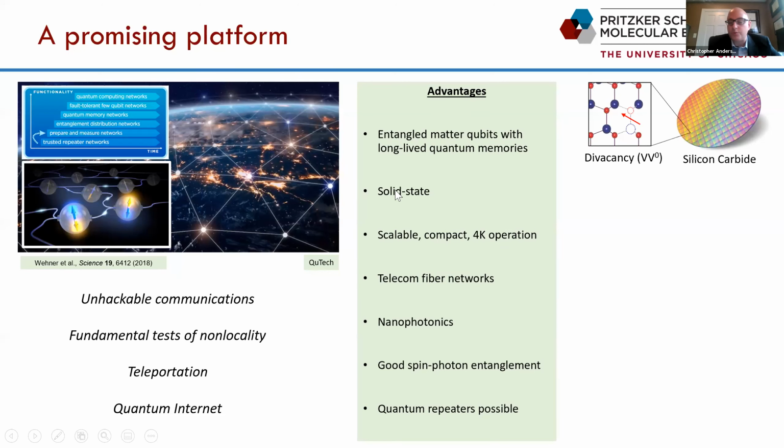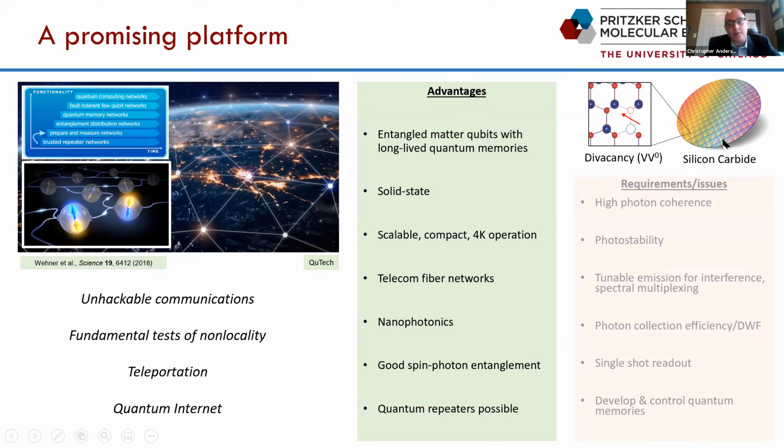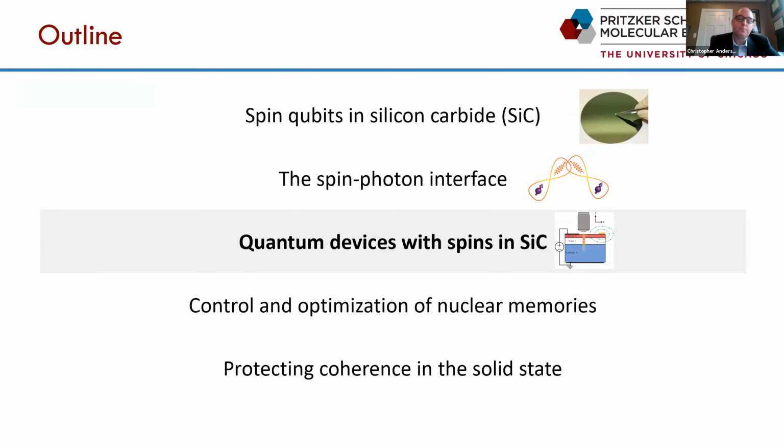So there's a ton of advantages. We're in solid state, we work at 4 Kelvin, we're in the near telecom, we can create nanophotonics, but it's not all sunshine and rainbows. There are other issues, including photon coherence, and the fact that we need to develop this system and create nuclear spin quantum memories. This is something that I want to focus on for the rest of the talk. But hopefully I can convince you that this divacancy system in silicon carbide has a lot of great things going for it for building quantum technologies.